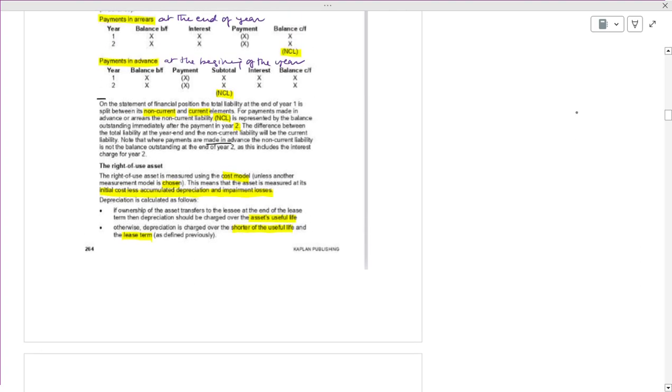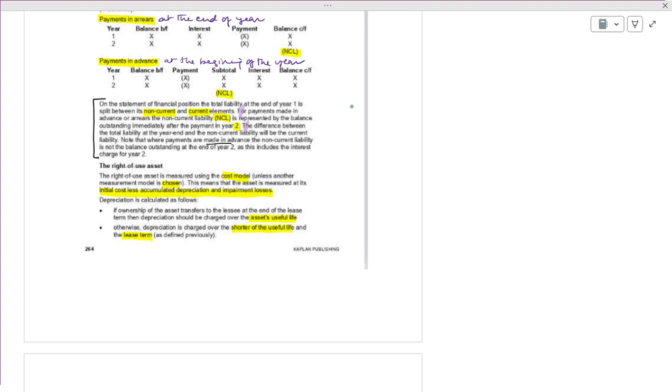One minute, I just want to make sure of this one. See the thing. On the statement of financial position, the total liability in year 1 is split between non-current and current elements. For payments made in advance or arrears, the non-current liability represents the balance outstanding immediately after the payment in year 2. We will go by this.